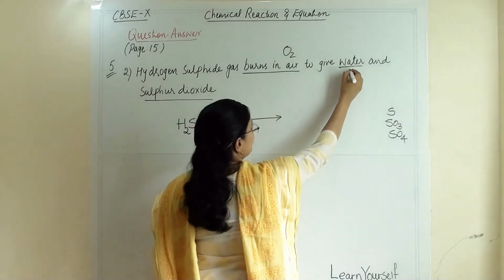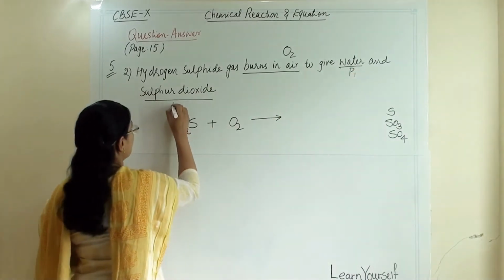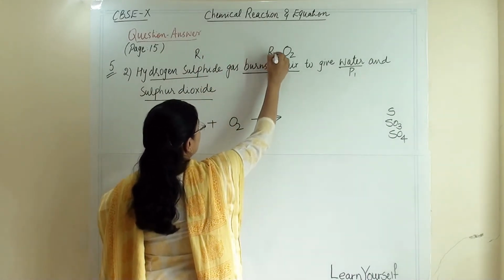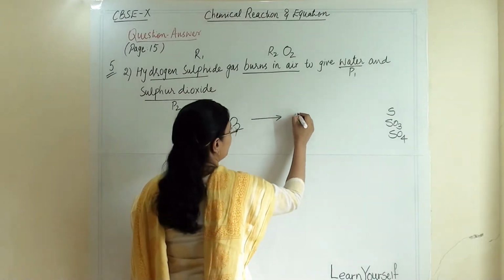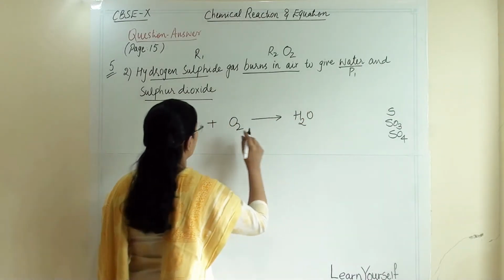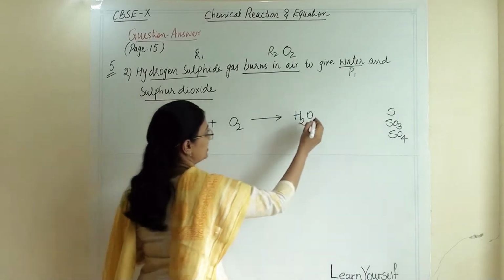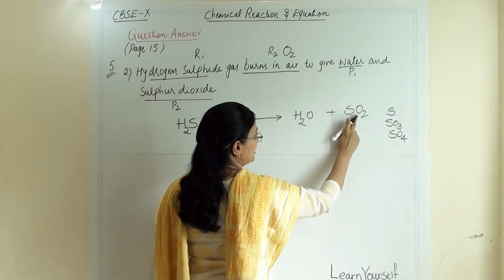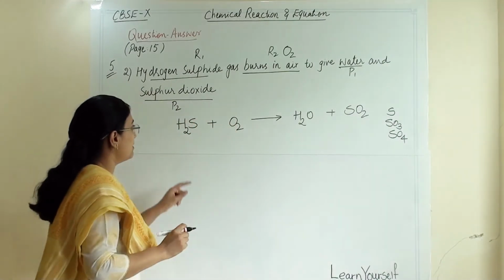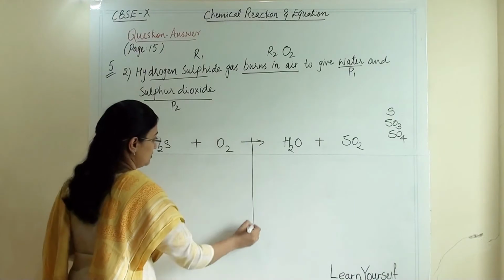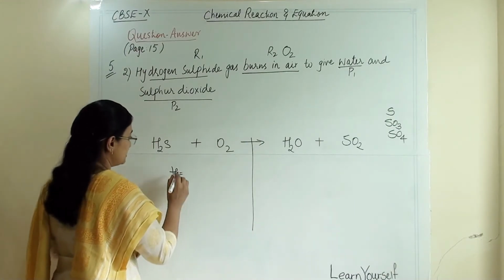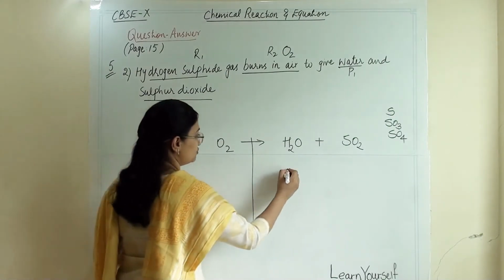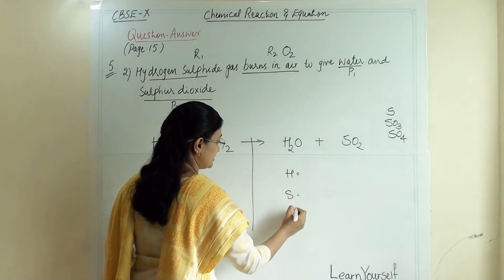That means this is our product 1, this is our product 2, and these two are our reactants. So now we will write water, H2O, and sulfur dioxide. Sulfur dioxide means SO2, dioxide, 2 oxygen. Now we have to balance it. So these are the atoms towards the reactant side, H, S, oxygen, and towards the product side, H, S, and oxygen.